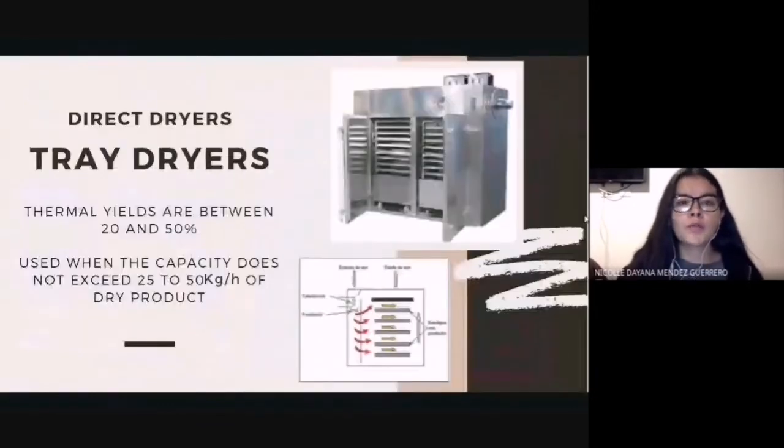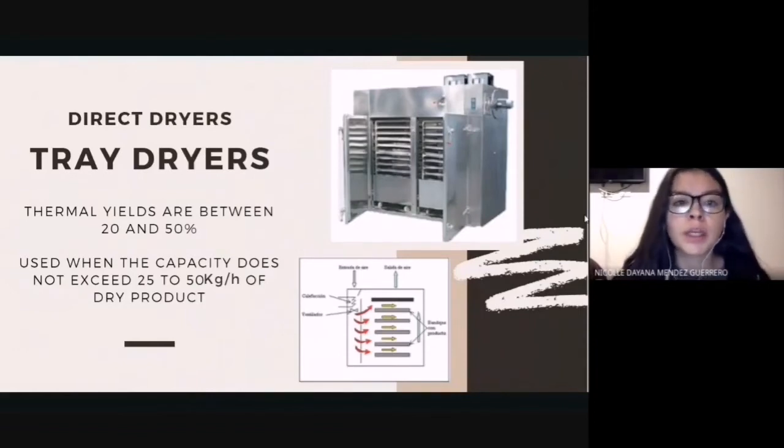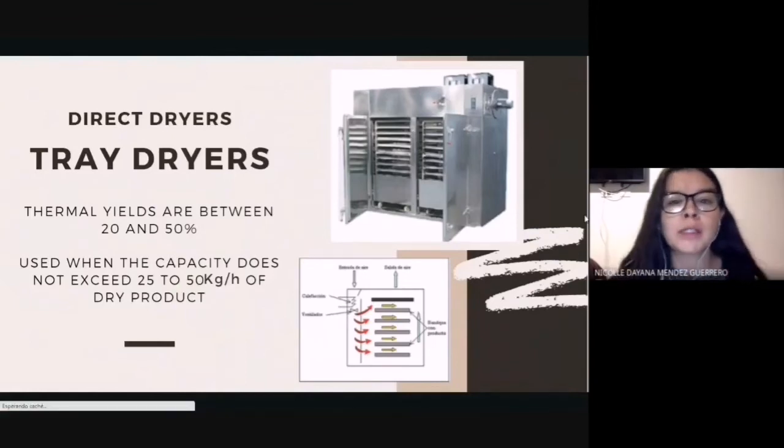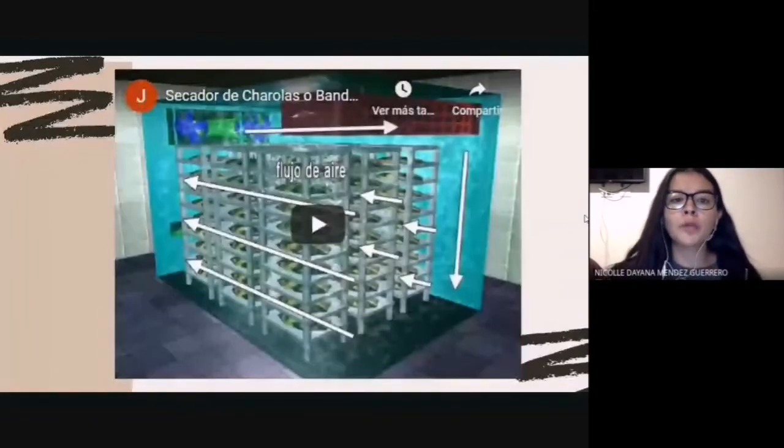Among the types of direct dryers, there are tray dryers. The material, which can be lumpy, a paste, or sprayable, is placed on a metal pan 10 to 100 millimeters deep. The thermal performance of this type of dryer is usually between 20 and 50% and may be lower. Tray dryers are usually for drying small lots of various products. In general, they are used when the necessary capacity does not exceed 25 to 50 kilograms per hour of dry product.